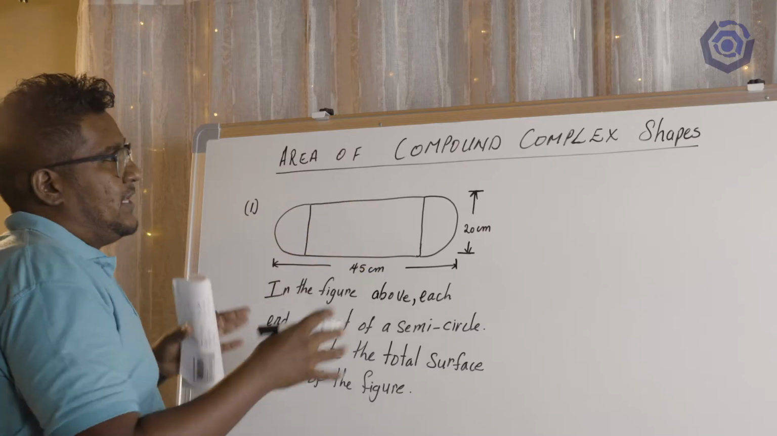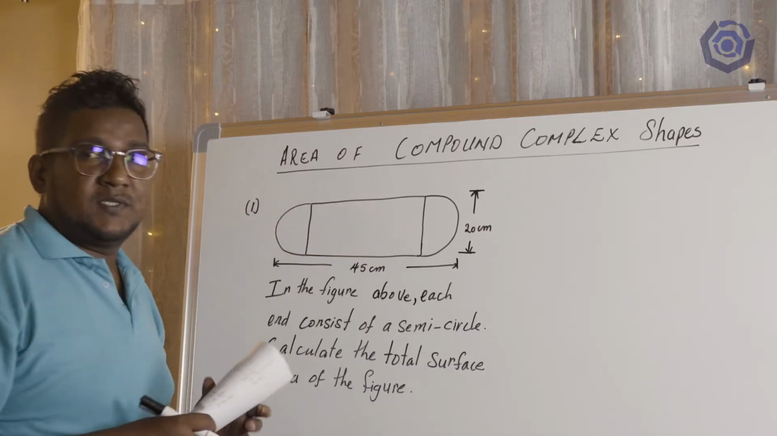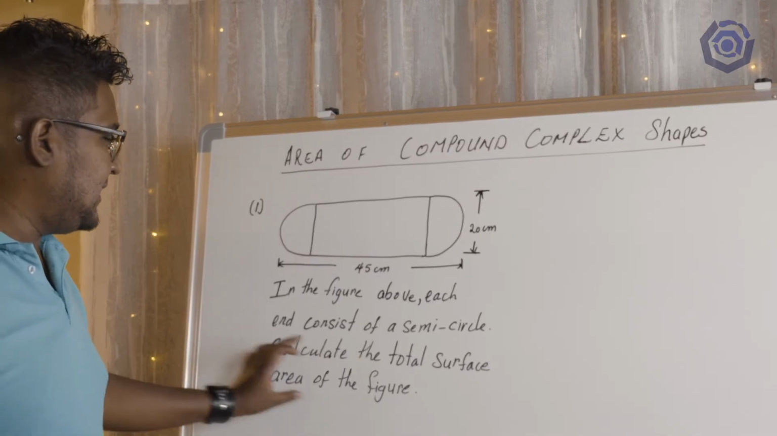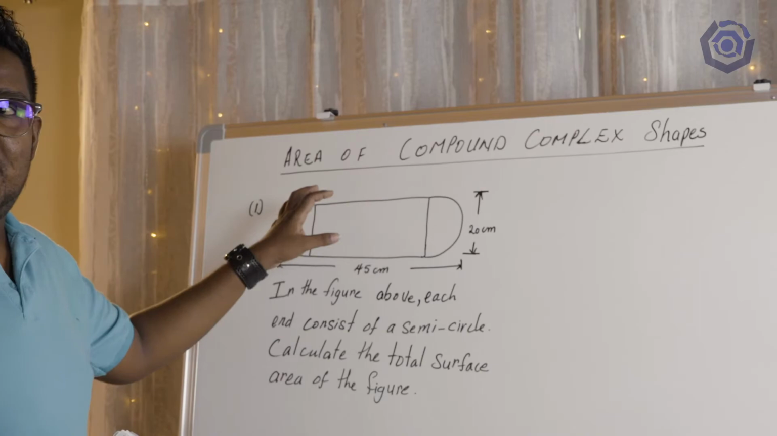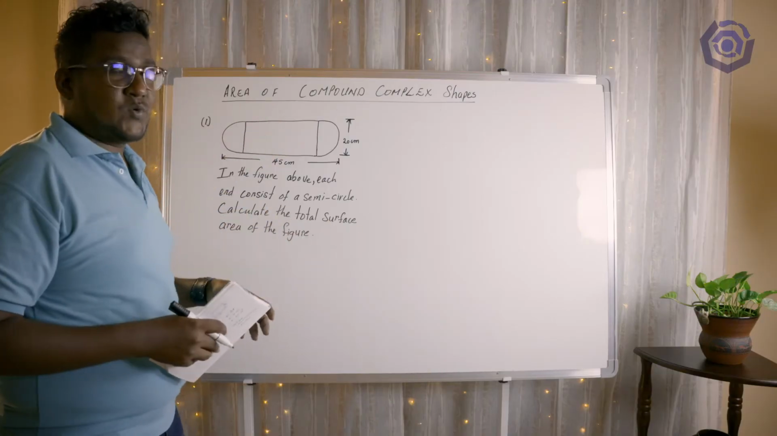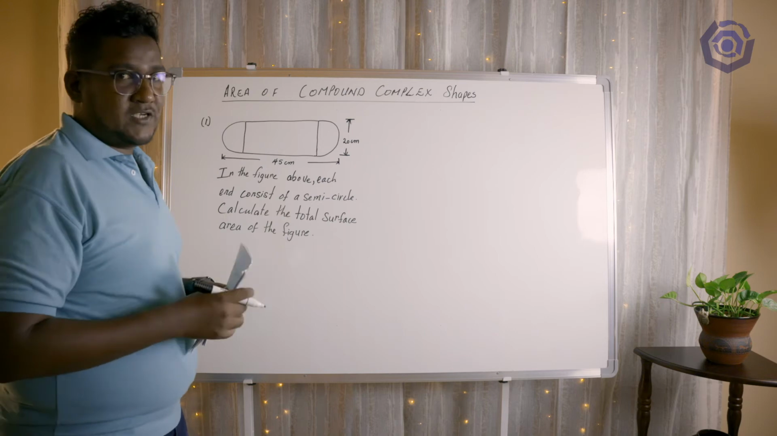So when we're looking at area of compound complex shapes, we'll be going into 2 parts. So the first part is when we're calculating the area of the entire shape. And in the second half, we're going to calculate the area of the shaded portion of compound complex shapes.